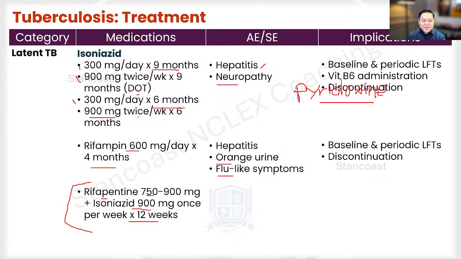Now, this also can lead to hepatitis. And so, you know the drill now. Once the patient develops hepatitis or hepatotoxicity, your role here is to check the patient's liver function test and periodic testing every 2 to 4 weeks. All right. So I hope that you have mastered those already.